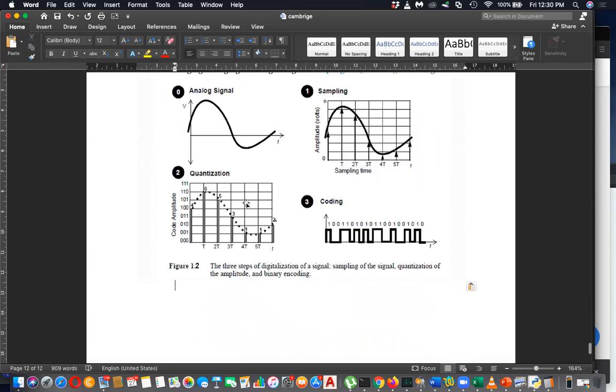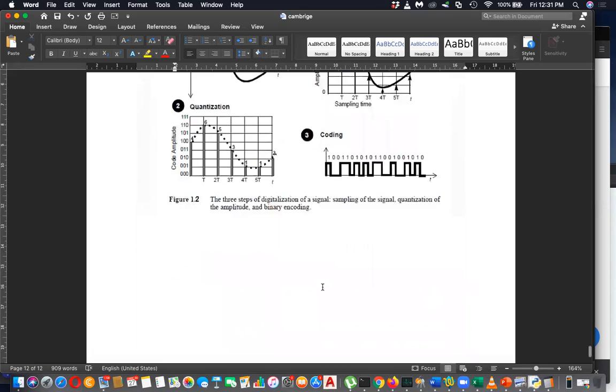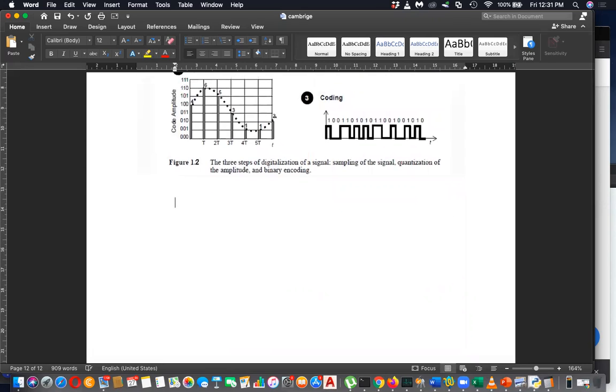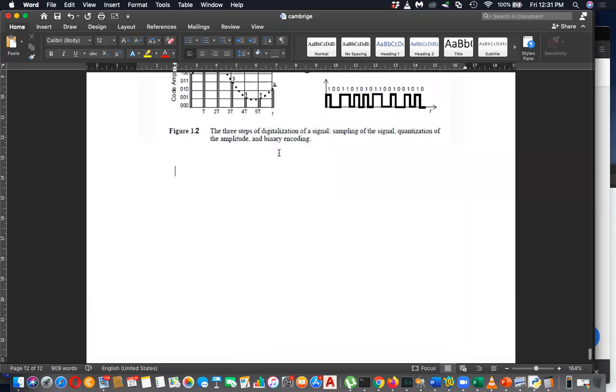After doing that, you represent the particular signal in binary. 4 is 100, 6 is 110, 5 is 101. Likewise you represent, and this is what the digital signal is. Understood the mechanism or not? Yes, sir. Right.